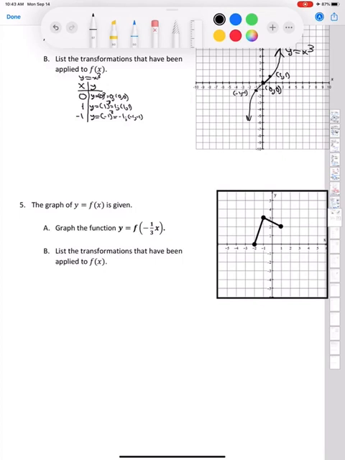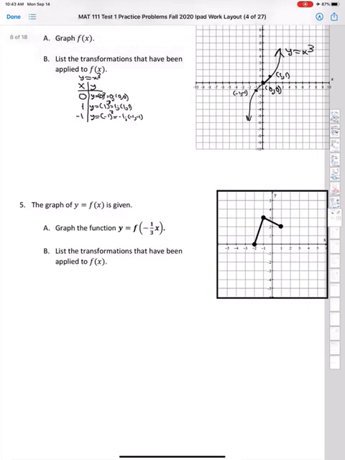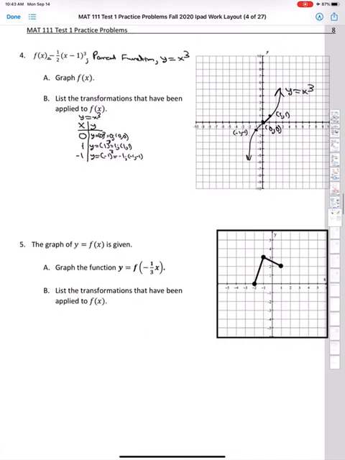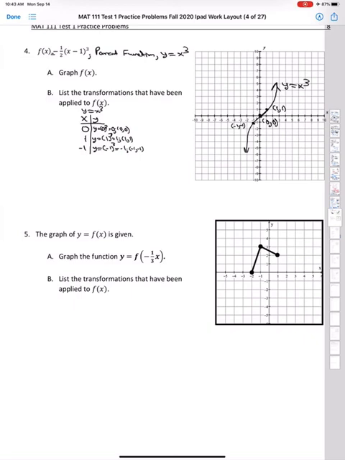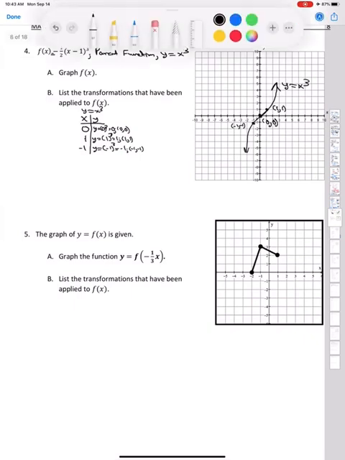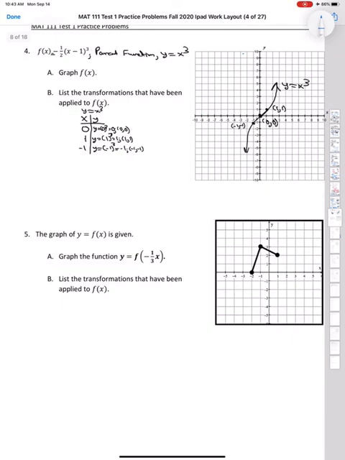Now I want to list the transformations. All right, so let's take a look again at what changes are taking place. So as we list the transformations, in this problem, we've got 3 changes taking place. And we'll walk through each of these transformations. All right, first one I'm going to take care of is this 1/2 right here. This 1/2 causes a vertical shrink or compression, however you want to call it. But I'm going to go ahead and write it down here.